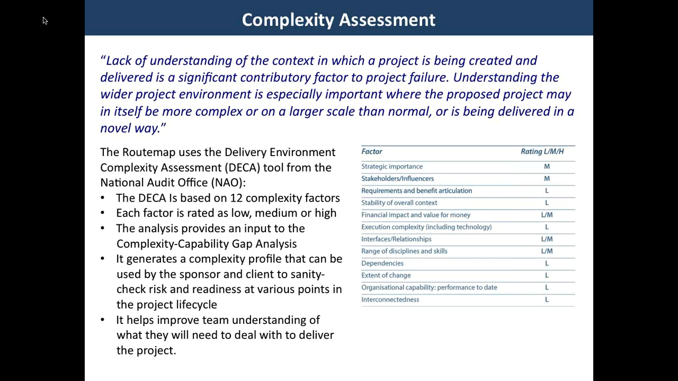The DECA acts as a focus for discussion using the 12 factors that have been evidenced to be key influencers in major project success or failure. This is from the experience of the National Audit Office over their portfolio. Consideration of these factors helps to paint a high-level picture of how the complexity is being or is to be managed or reduced. The complexity factors include strategic importance. Is the project critical to the delivery of the organization's strategic objectives or obligations? Stakeholders or influencers. Are there a significant number of stakeholders with a high level of influence? Requirements and benefits articulation. Is there ambiguity around the expected benefits or uncertainty around the impact of the project?